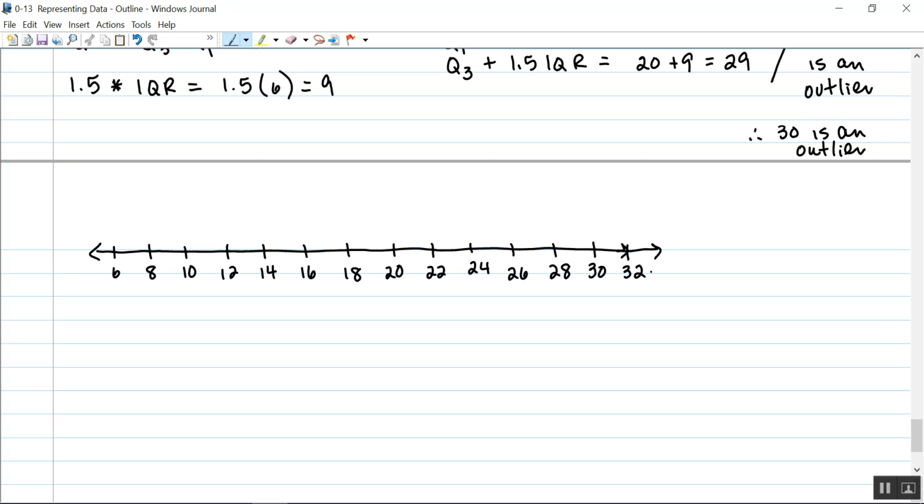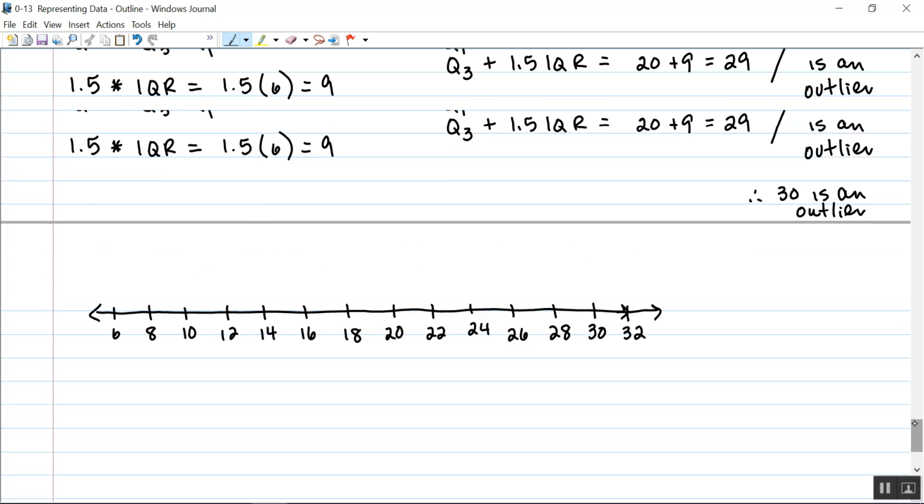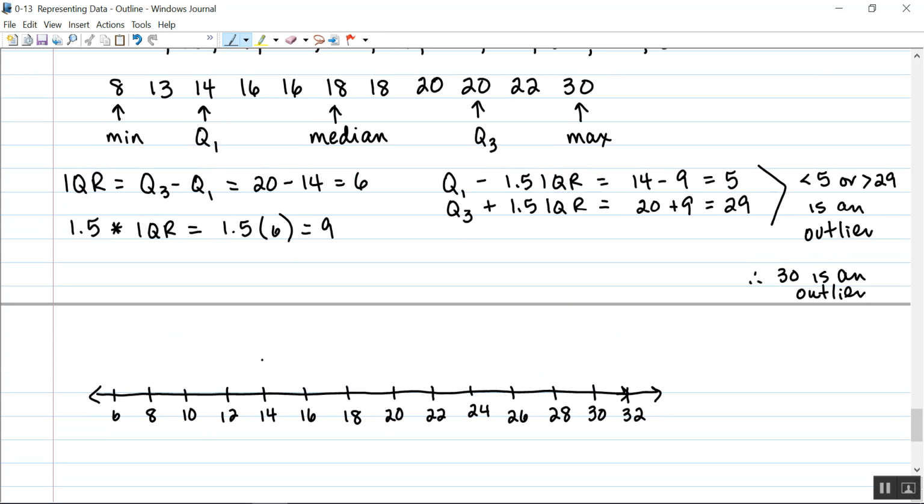My box is going to be the interquartile range. So let's get my numbers. My Q1 was 14, my median was 18, my Q3 was 20, my minimum was 8, and my maximum was 30. But remember, 30 was an outlier, so my maximum without the outlier is 22, so I'm going to mark that one there.